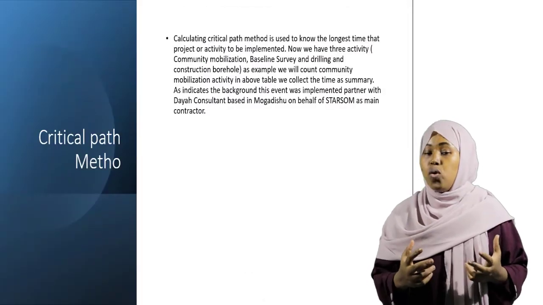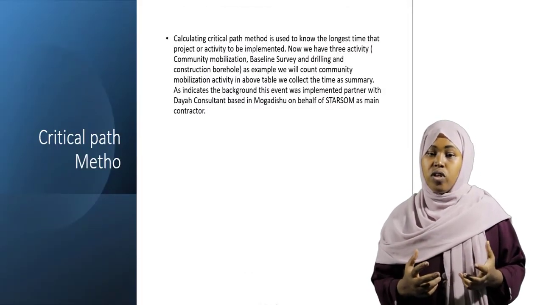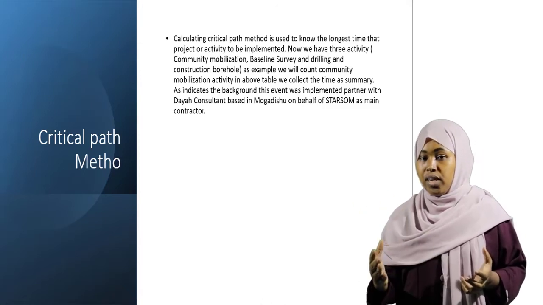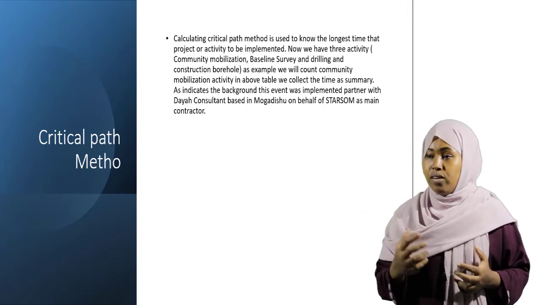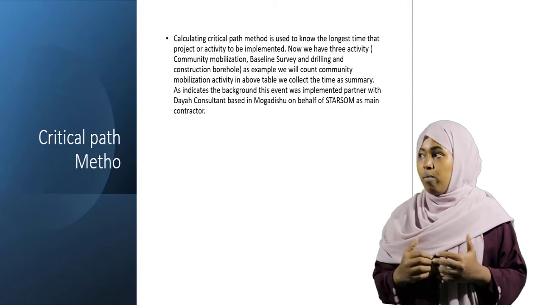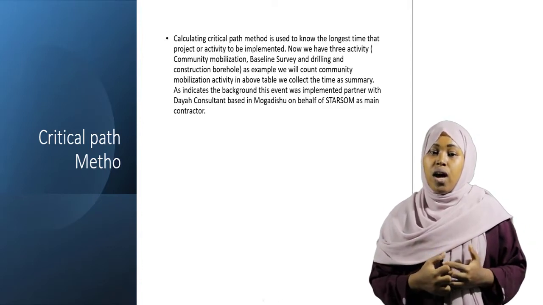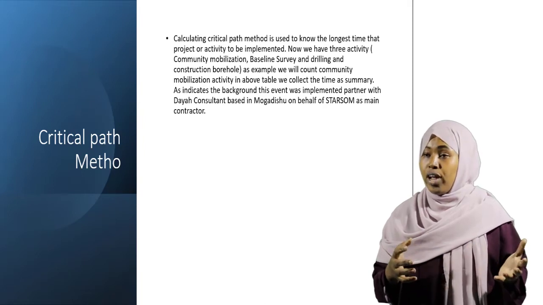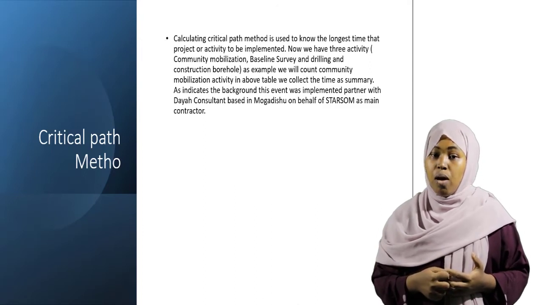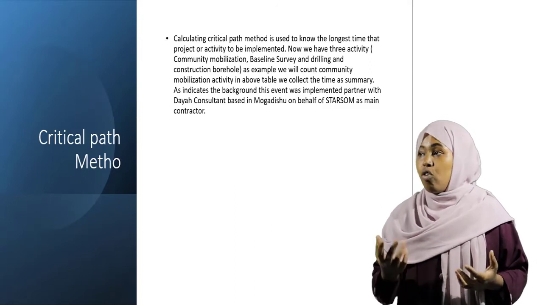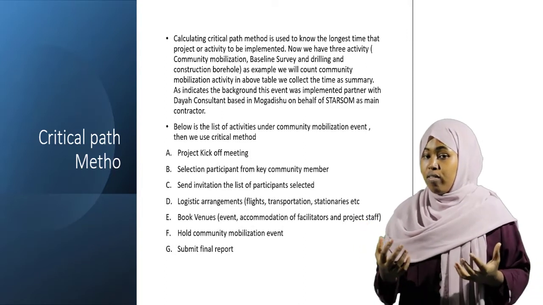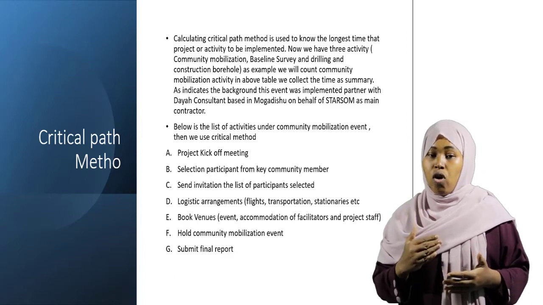When it comes to calculating the critical path method, you use, for example, the length of time your project or activity takes to be implemented. So there are 3 activities. Now we have 3 group activities to implement our assignment. The first one, as I mentioned, is to conduct community mobilization, the second is conducting a baseline survey, and the last is drilling borehole construction. So for all the activities, you can make them one by one.